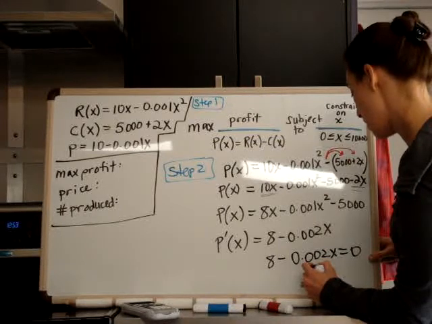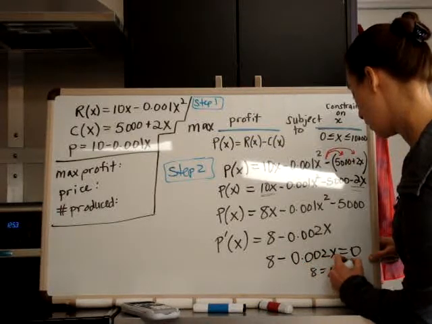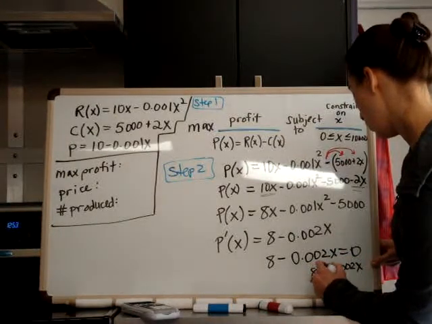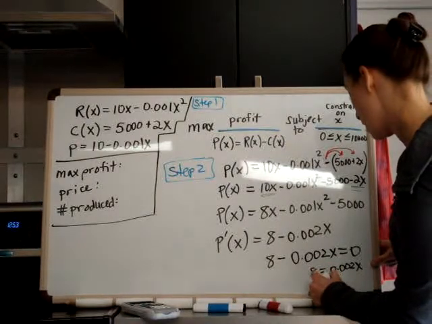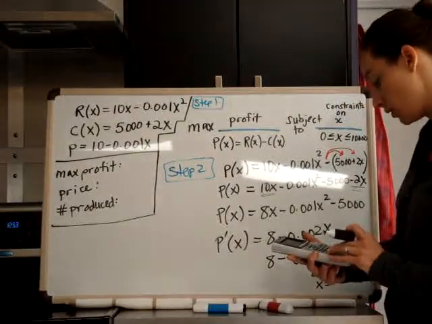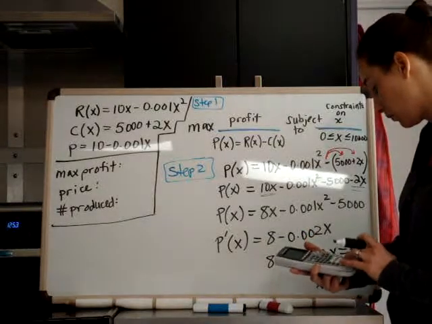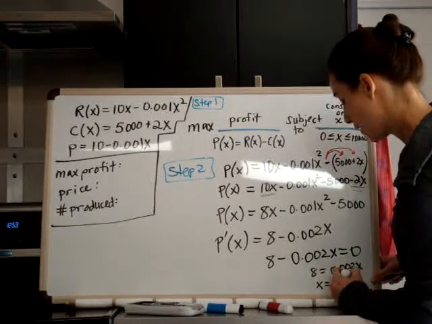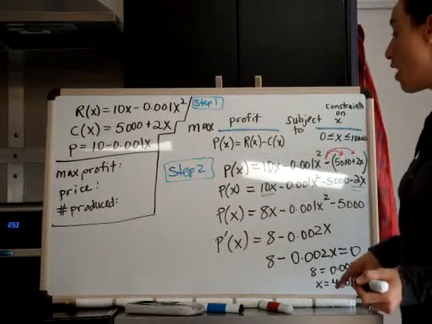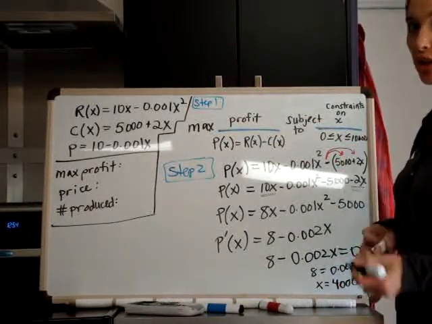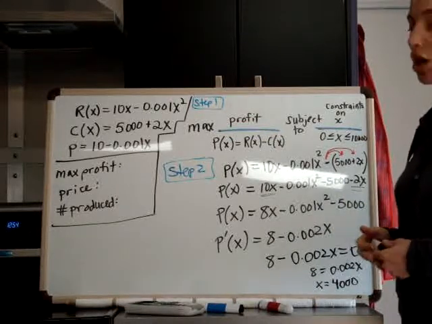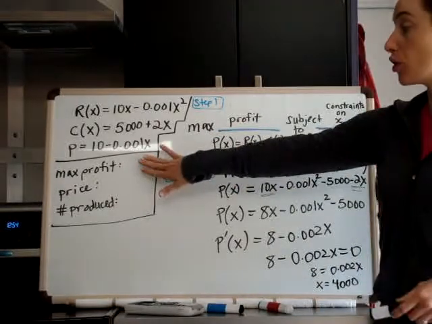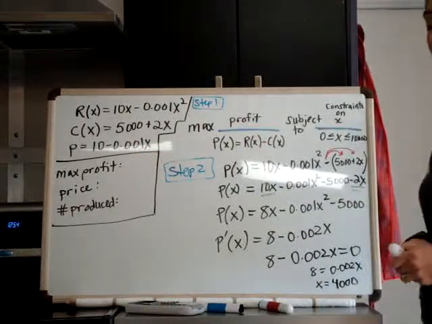And let's see, that's going to be 8 equals 0.002x, and divide by 0.002. Guessing that's 4,000, but y'all know me, so I'm going to use the calculator. Yep, it's 4,000. So I only have one critical value in my interval. I could use a fancy test if I wanted to, but I'm going to make a sign chart and just verify that this is indeed a maximum. And then we will answer the 3 missing pieces of information that the prompt asked us to.